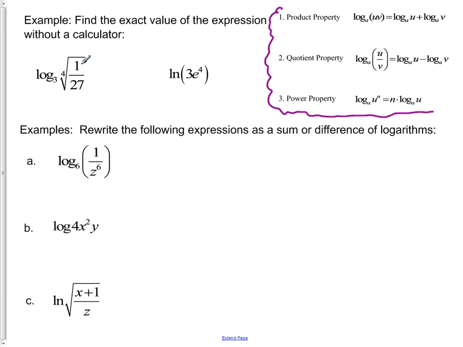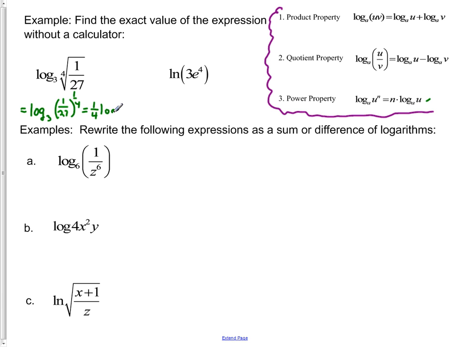Well, first of all, a little algebraic simplification might be helpful right here. I'll point out that this is really going to be the same thing as taking a logarithm with a base 3 of 1/27th to the 1/4 power, right? And so by our exponent rule down here, our power rule, we can rewrite that as 1/4 times the logarithm base 3.